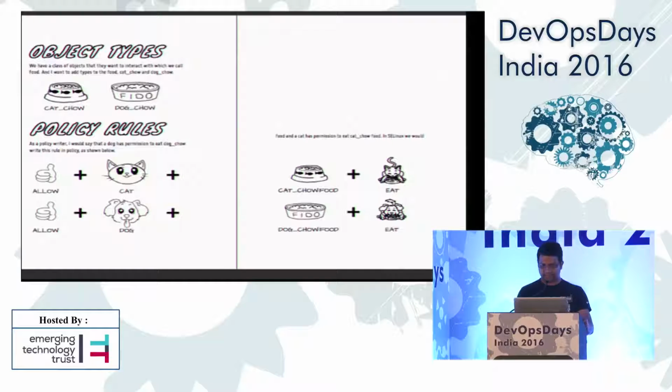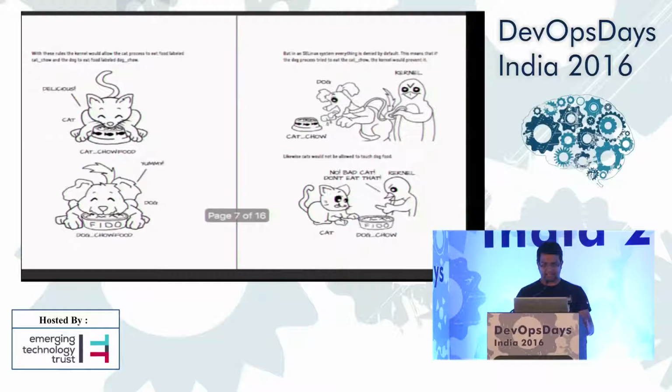So these names are like cat chow food and dog chow food, right? These are labels basically. Then the cat is allowed to eat cat food and the dog is allowed to eat dog chow. But if the dog tries to eat cat food, because you see the labels are different, then the SELinux module in the kernel tries to intervene there.